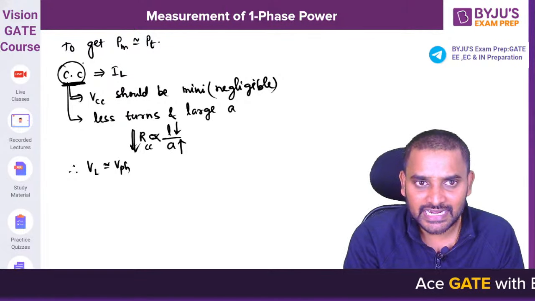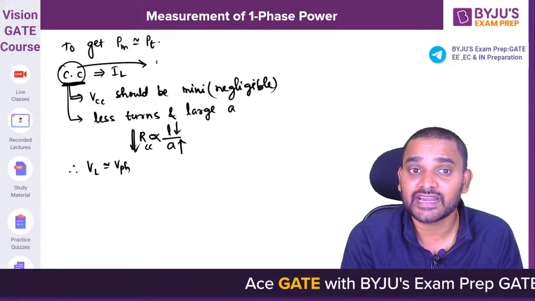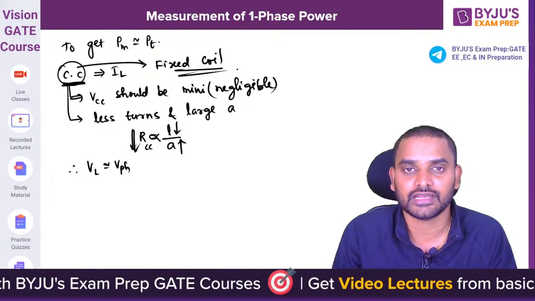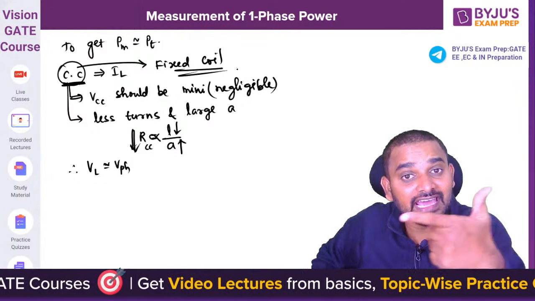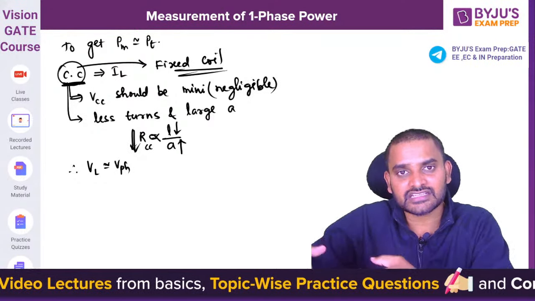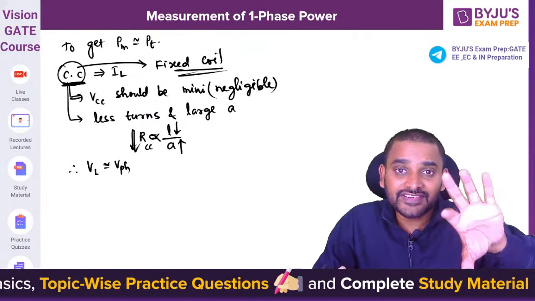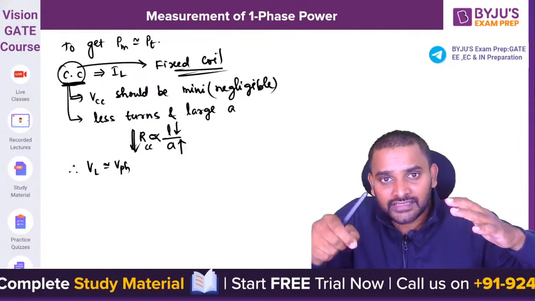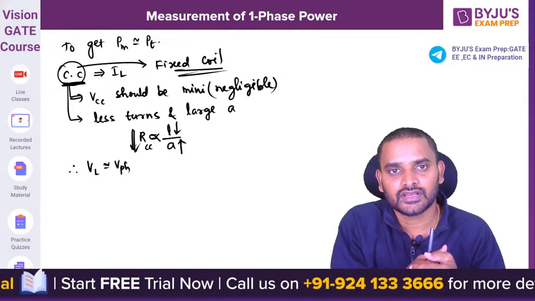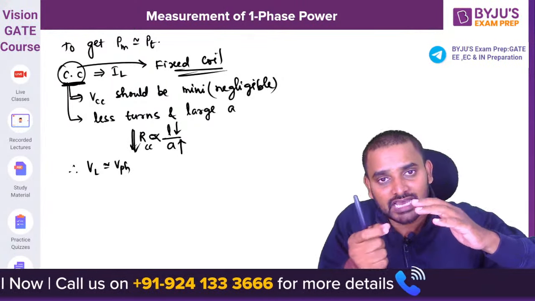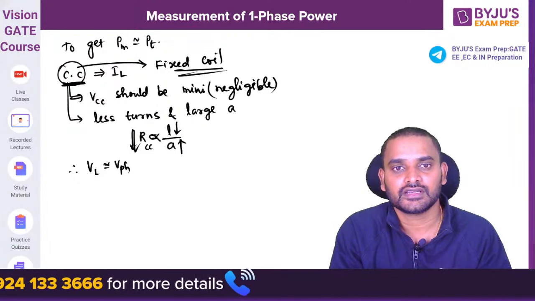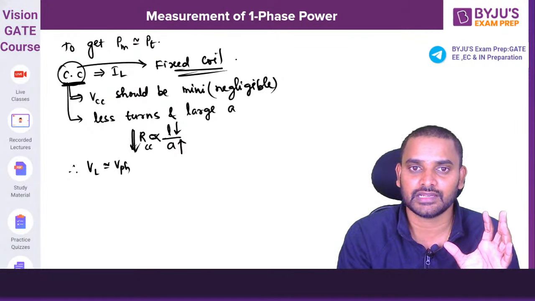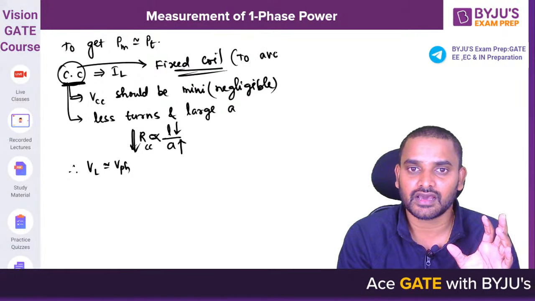Generally the current coil is made as fixed coil. This is very important point. Current coil is made as fixed coil. Why? Because it is carrying load current. Generally, load currents are large values. If it is made as moving, from a moving system, tapping the current is a little bit difficult. From a moving system, if you are trying to tap the current, you will get sparks. So to avoid the sparks, generally current coil is made as fixed coil.